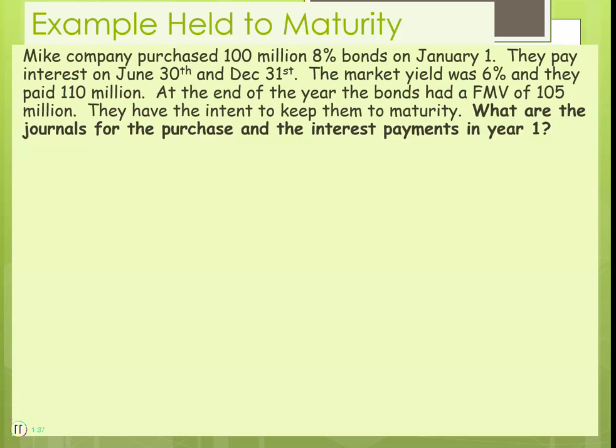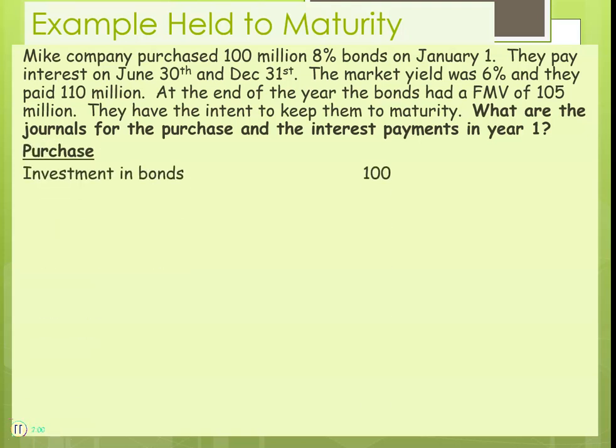So let's look at our example. We have my company. They purchased $100 million, 8% bonds. They pay interest twice a year. The market yield is 6%, and they paid $110 million at the end of the year. It had a fair market value of $105 million. They have intent to keep them. What are the journals for the purchase and interest payments in year 1?